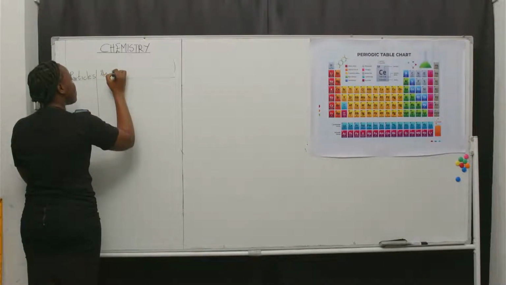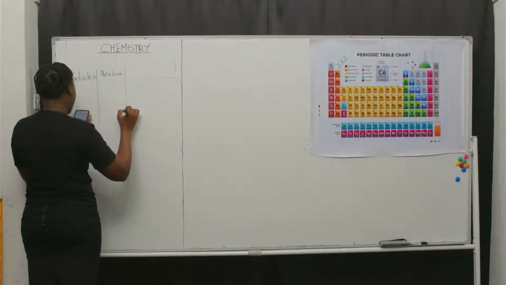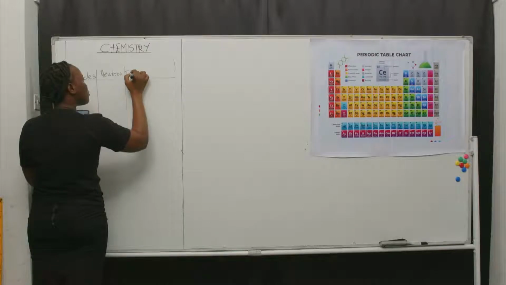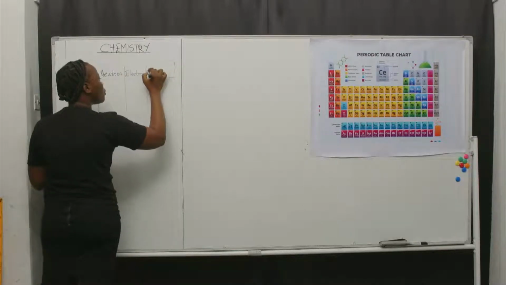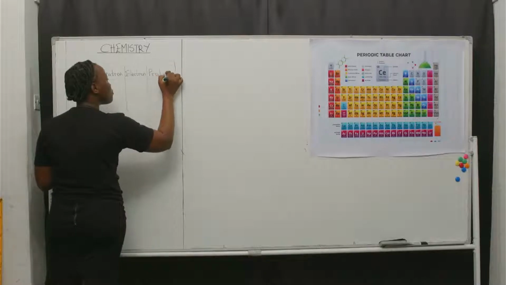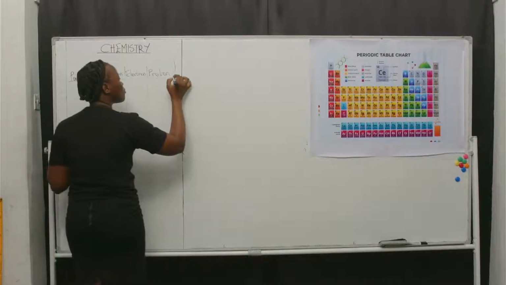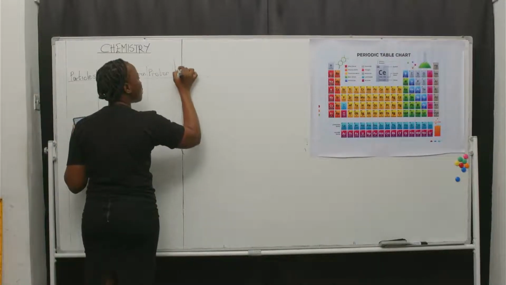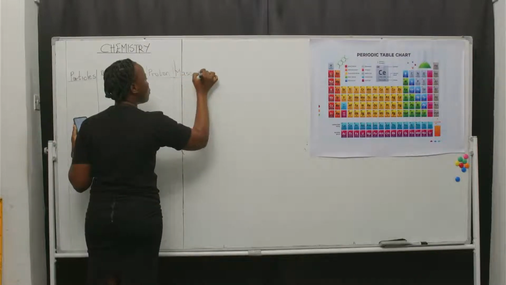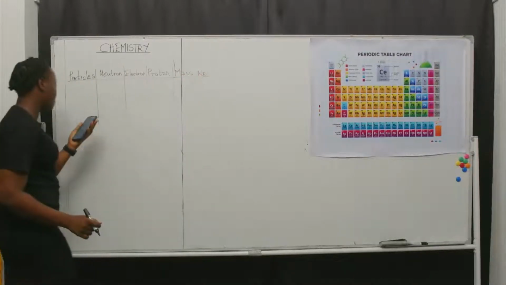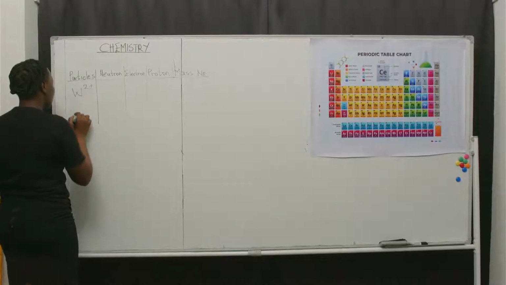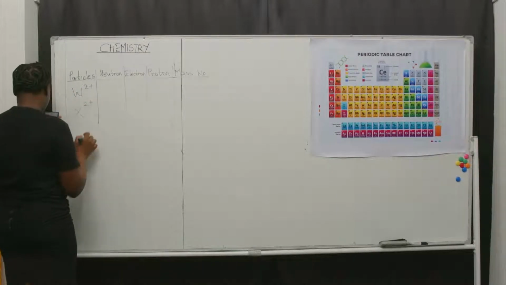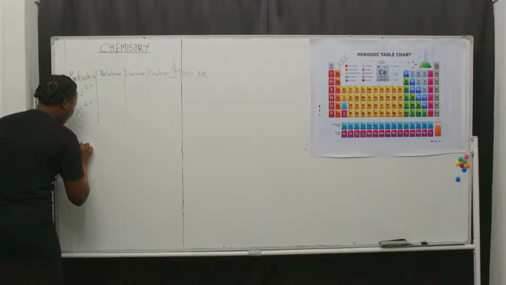Neutron. Electron. Proton. Mass number. W2 plus, X2 plus, Y, and Z.